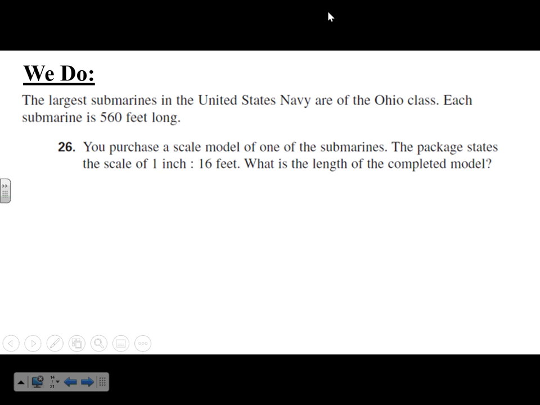So the largest submarine in the United States Navy, our Ohio class, each submarine is 560 feet long. You purchase a scale model of the submarine. The package states the scale is 1 inch is 16 feet. So I'm going to do inches on top and feet on bottom. So the scale is 1 inch to 16 feet. What's the length of the completed model?